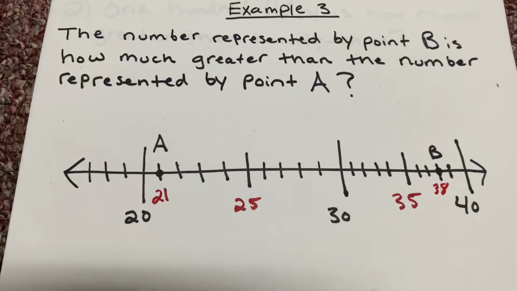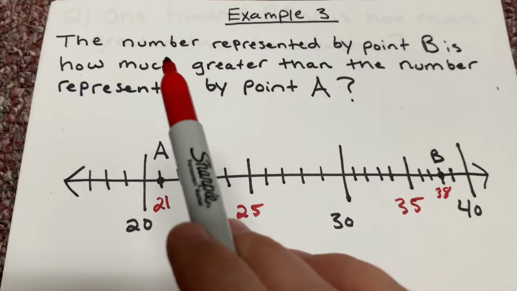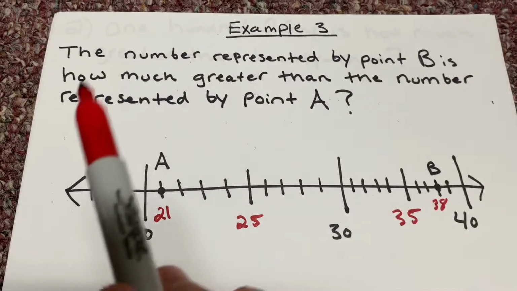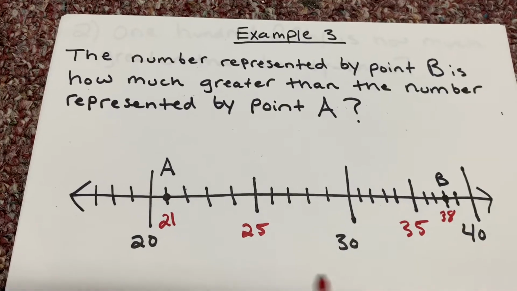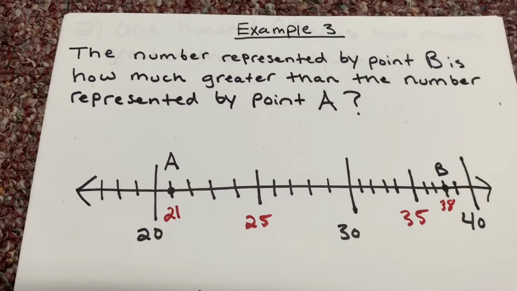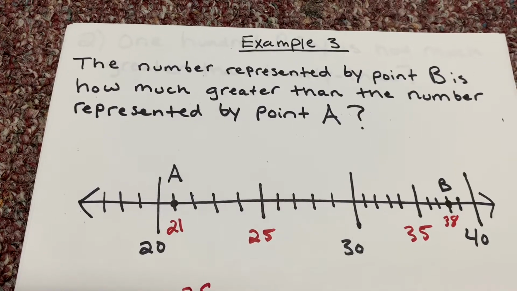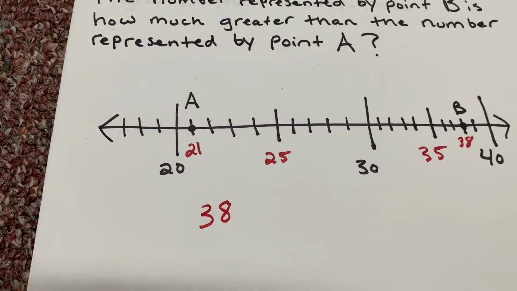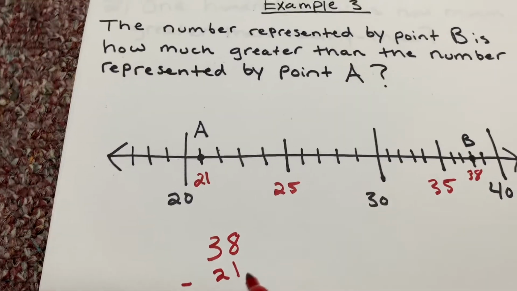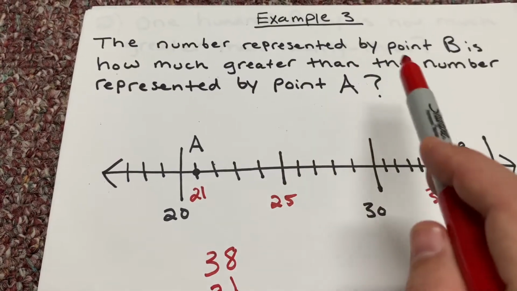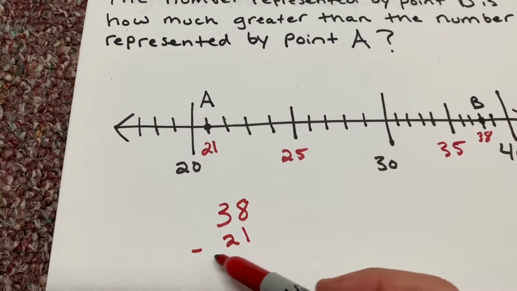Okay. Now, again, we've been talking about this. When we want to find which is greater, it tells us here, it says the number represented by point B is how much greater than the number represented by point A. Well, point B is 38. So we're going to subtract our larger amount, which is 38, and then we're going to subtract from it 21. Because again, we want to find out how much greater point B is than the number represented by point A. So this is how we're going to find our difference.